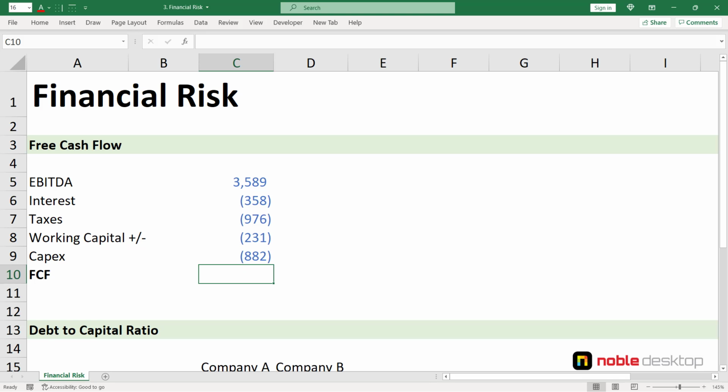Here's an example in an Excel spreadsheet where we can calculate free cash flow. We already are given EBITDA, interest, taxes, changes in working capital, and CapEx. All I need to do is sum all the items above because everything that needs to be subtracted is already negative. I'm going to use Alt equals to sum it up, and my free cash flow would be 1,142. We also use free cash flow calculation when building DCF models, so you will get to that concept when we get to the financial modeling videos.